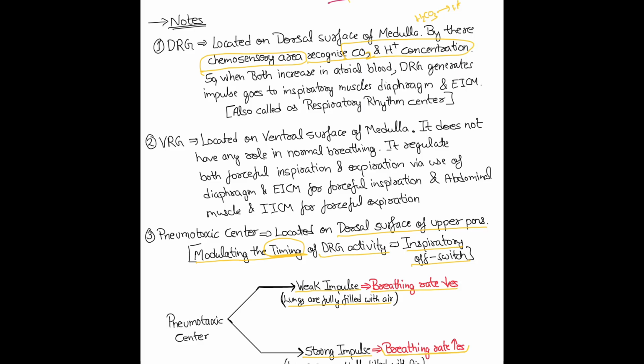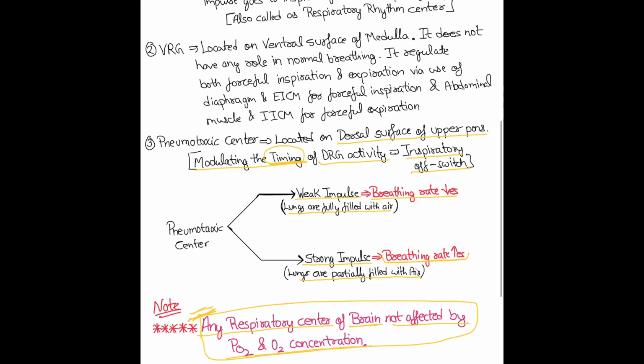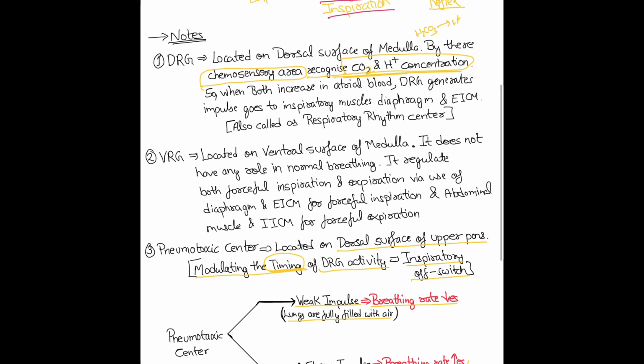So overall, DRG, VRG, pneumotaxic center, stretch receptors, aortic and carotid arteries, chemosensory area, any respiratory center of the brain is not affected by the partial pressure of O2 or O2 concentration. They are regulated by CO2 and H plus concentration. So this is the note. I can give a small summary. This note is for NEET.